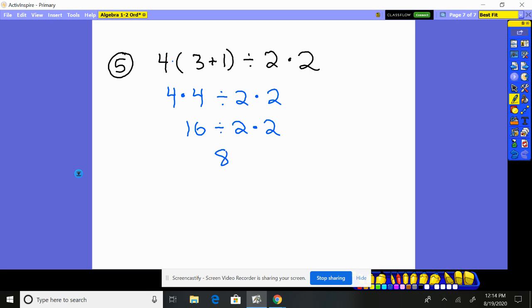16 divided by 2 is 8. Then multiplied by the 2. So I did this right here, and so I got 8. And then I'm going to multiply by the 2. Gives me a final answer of 16. So these are the order of operations. We have a certain sequence that we must follow, just like dance steps, that we have to follow.